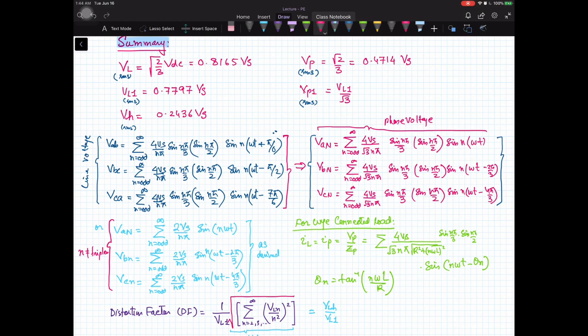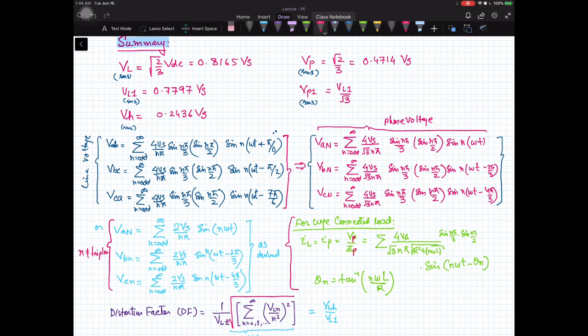Okay, now coming towards the current, specifically for the Y connected load, our line current and phase current are equal. So the current is calculated by dividing the phase voltage by the impedance. So Vp is representing the phase voltage and Zp is representing the impedance of the phase. Okay, so we have the expression for the voltage.